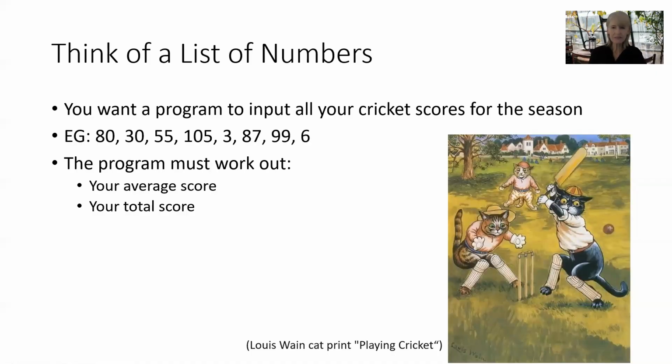So we are going to think of a list of numbers. Say you're a cricket player and you play cricket all season, and then you want a program to input all your cricket scores for the season. So for example, you've scored 80, 30, 55, etc. for all your matches. You don't know before writing the program how many matches you might play, so that changes from one time of running the program to another. The program must also work out your average score and your total score.